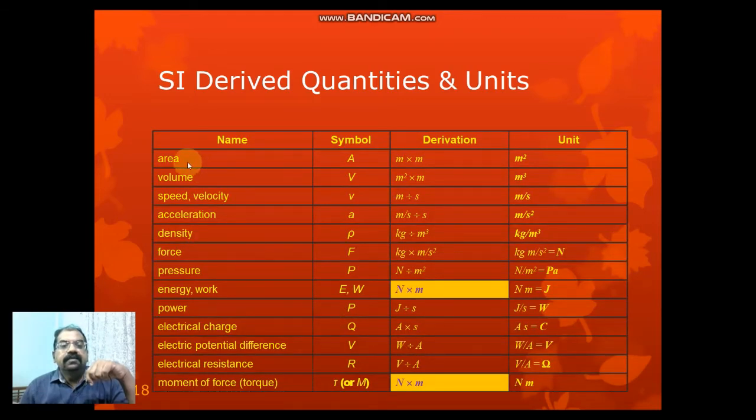Now if you see this, area A, what is the derived unit? Meter into meter becomes area. Volume, meter squared into meter. Speed, meter divided by second, meter per second. So these are all the derived units. In some cases you can see force, you write kg meter per second squared, and that is equal to Newton. So Newton, Pascal, Joule, Watt, Coulomb, then volt, ohm, all these are the names of scientists.